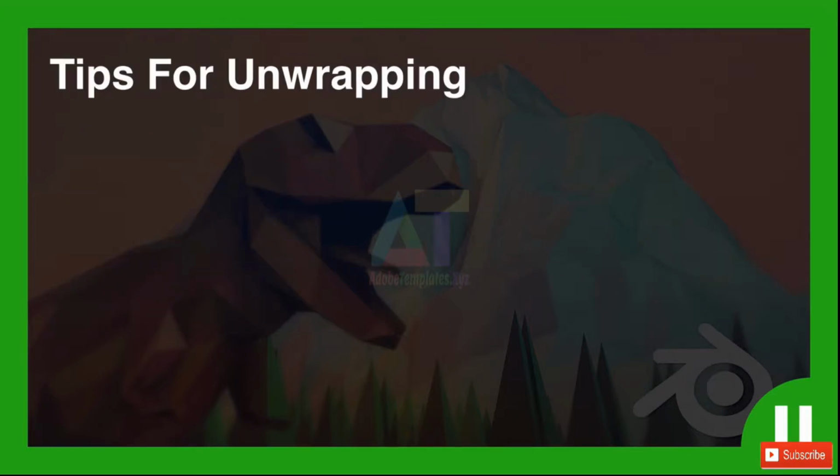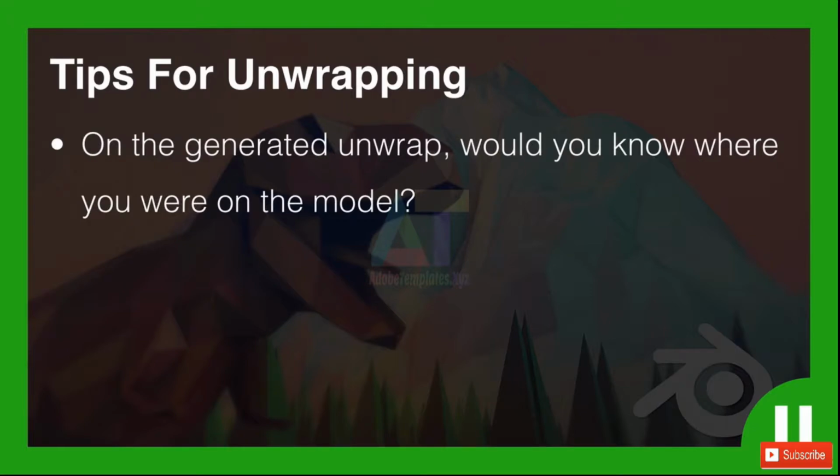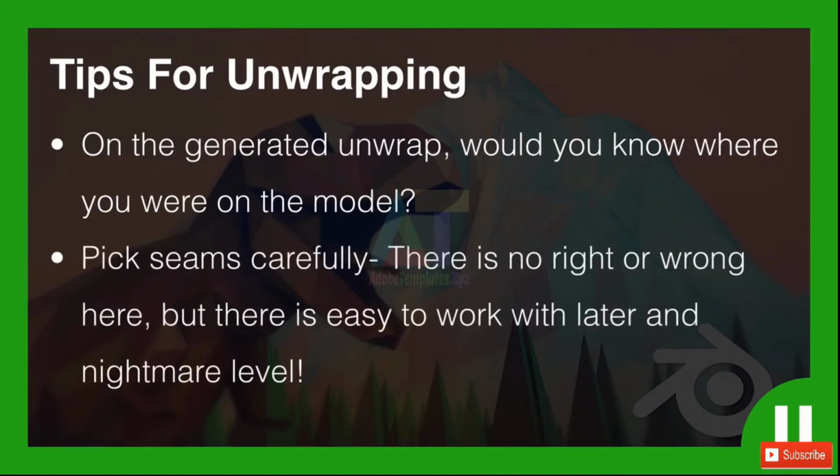Now, a few tips for unwrapping. On the generated unwrap, when we unwrapped the cube a moment ago, it produced a T-type shape. Would you know where you were on the model? If you can't work that out, if it's suddenly unwrapped into a million pieces, then the answer is you've not done a good unwrap. It needs to be clear as to where parts are. And pick your seams carefully. Now, there is no right or wrong here, but there is an easy to work with later and a nightmare level. So, pause the video now and go ahead and unwrap your pillars.